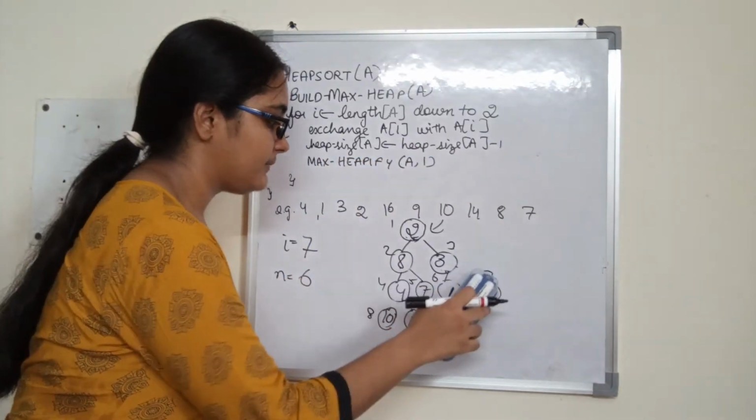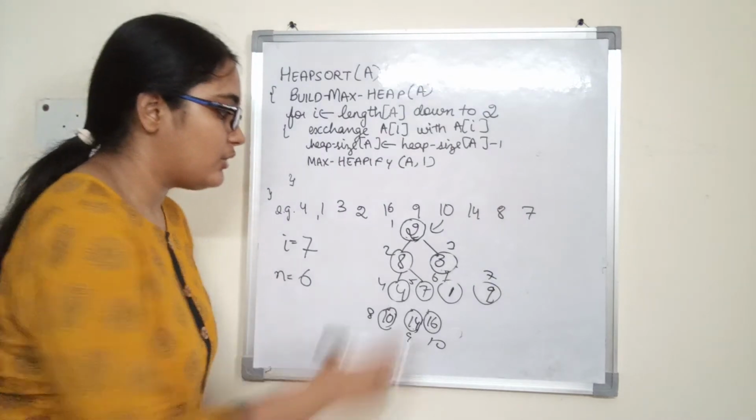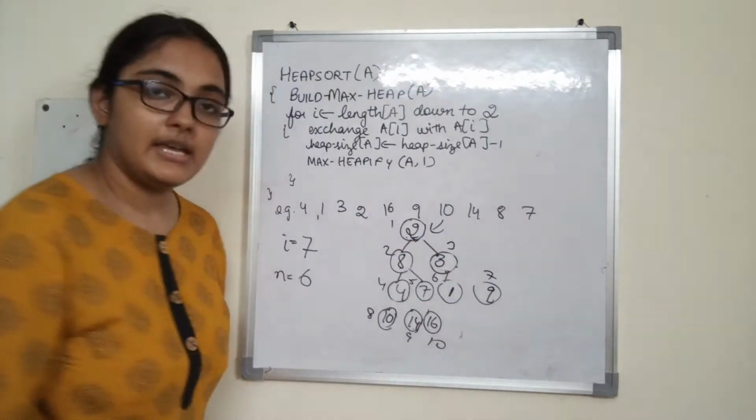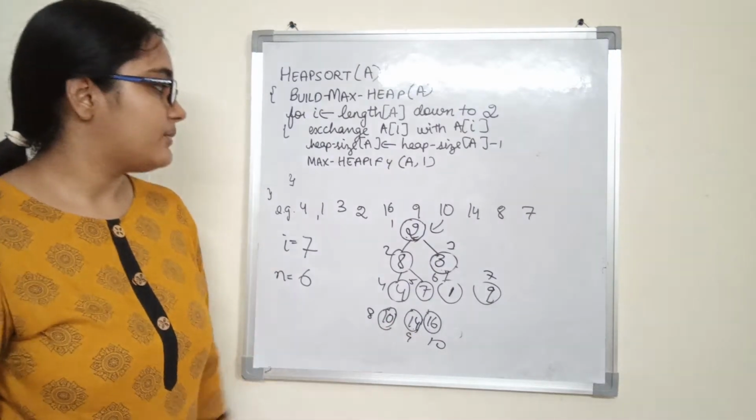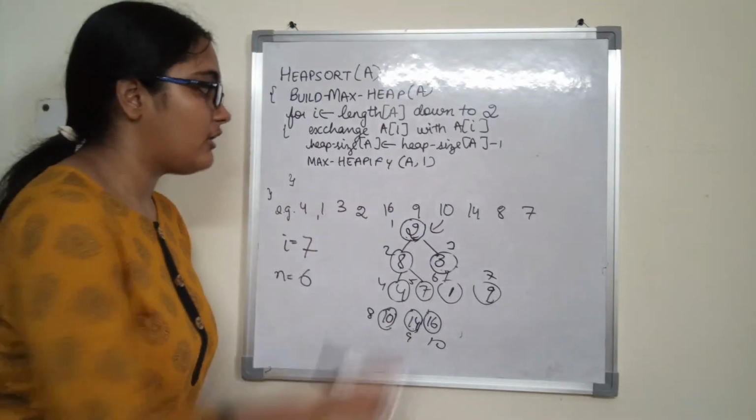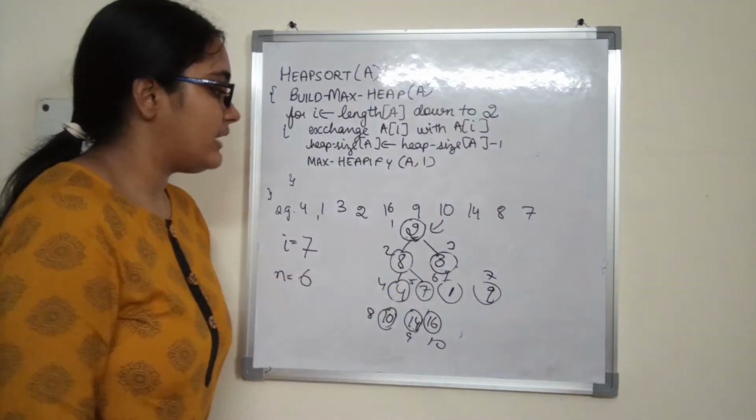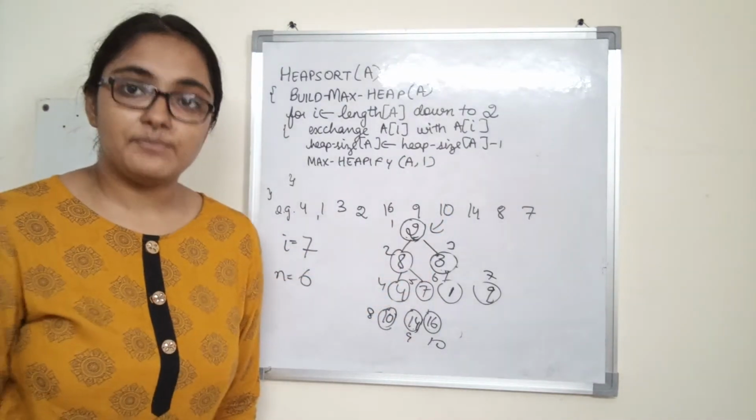Now heap size is 6. Only these 6 elements are present in the heap, because 4 elements are already placed at their correct position. Now we call max heapify A, 1. So on the first node we are again calling the max heapify procedure.